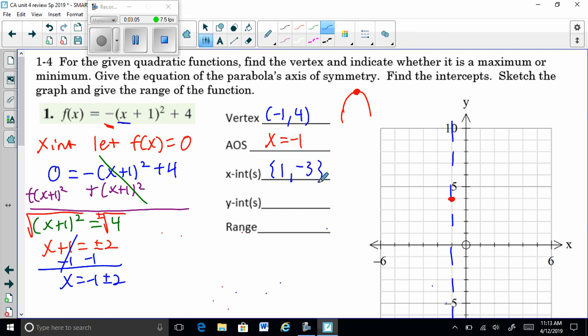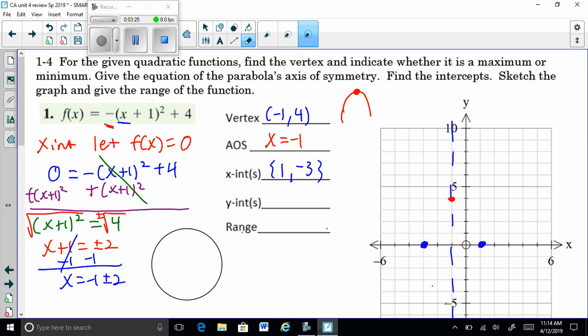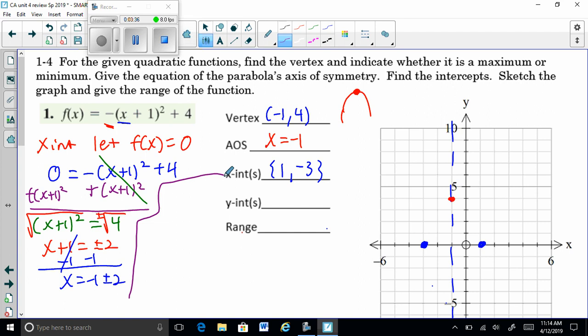So those are our x-intercepts right there. And we can go ahead and plot those. So we have one here at 1, and then we have one at -3. So honestly, you could probably get a pretty good drawing with just those 3 points, but I am going to ask you for the y-intercept, so that'll actually give us an additional 2 points once we reflect it across the axis of symmetry. So we'll go ahead and do that.